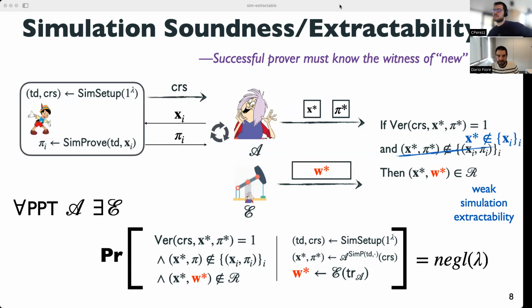Makes sense. Let's say that strong simulation extractability could be easier to use in some applications, if you want to exclude that something has been seen and discard proofs that are copy-pasted. So if you have a mechanism to keep track of what has been produced, for example. Thank you.